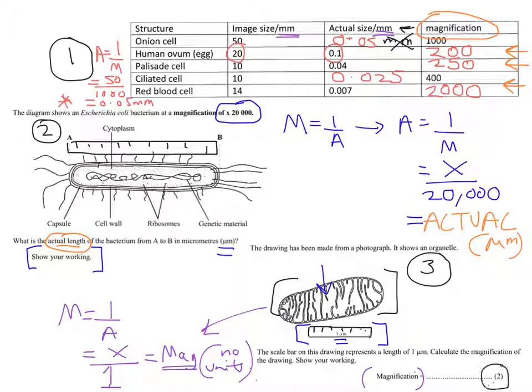And you will hit 2 marks because not only will you have calculated this correctly, but you will have shown the formula. So we have a little bit of information about how to calculate magnification and some real exam questions to help put it into practice. Okay, hope all that helps.